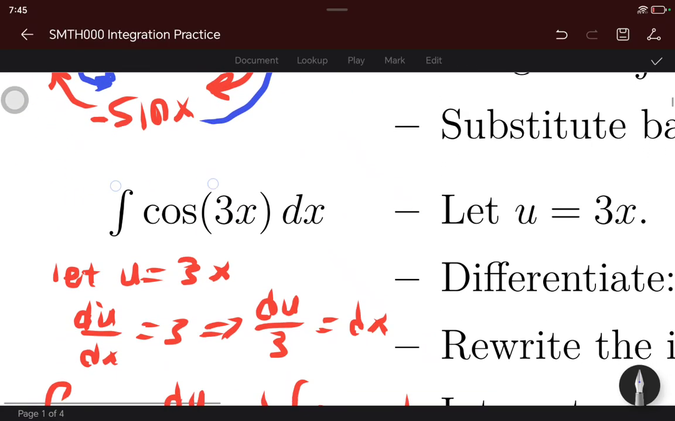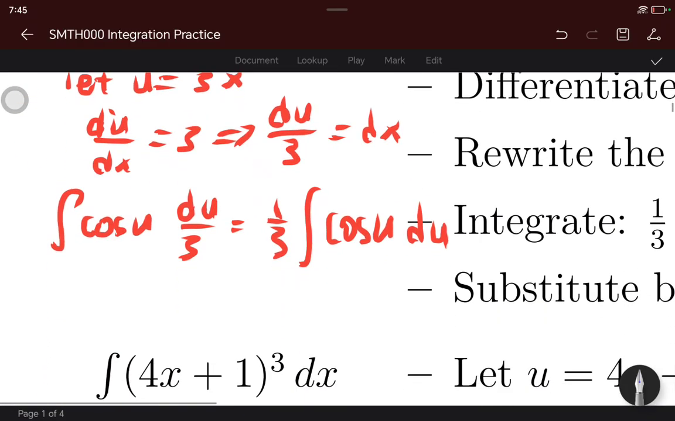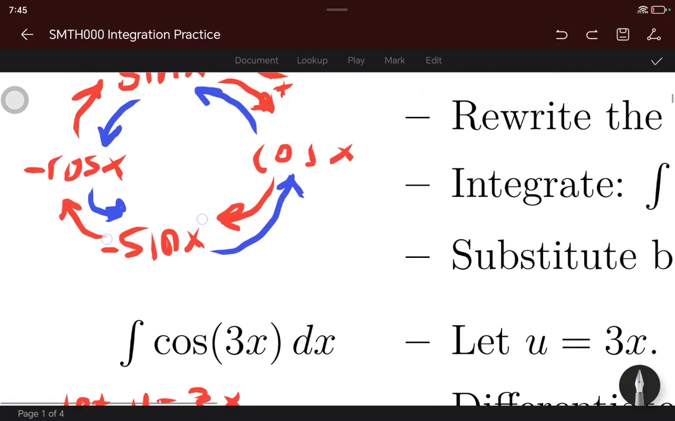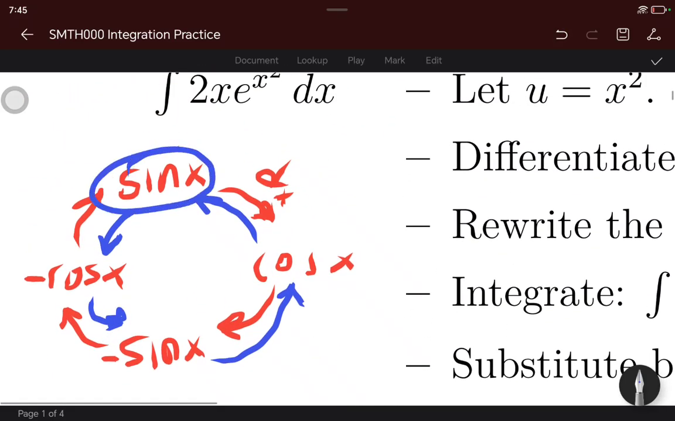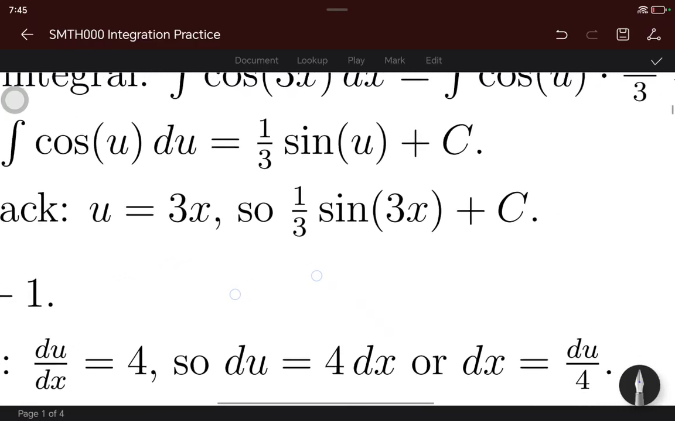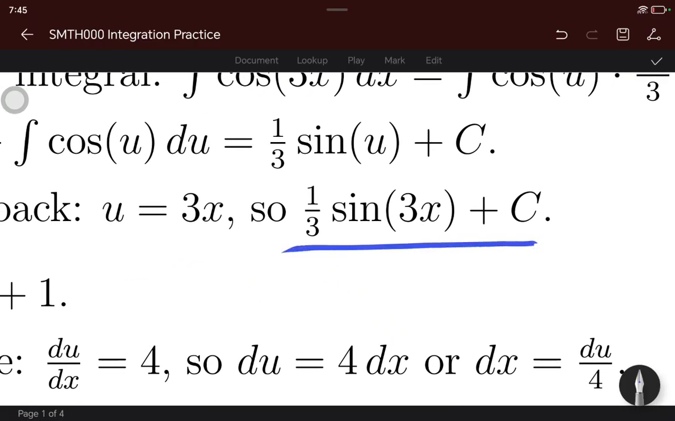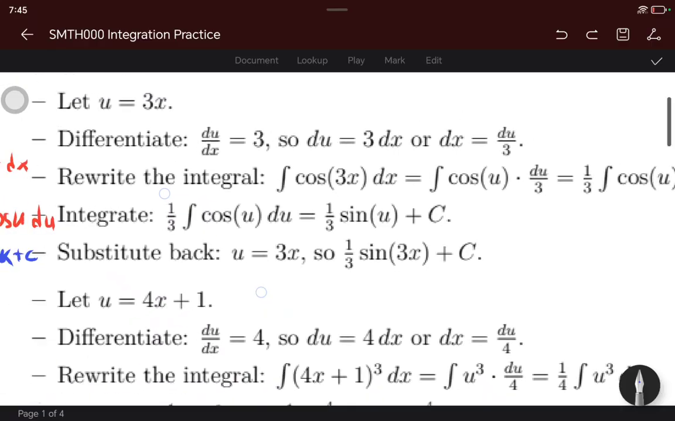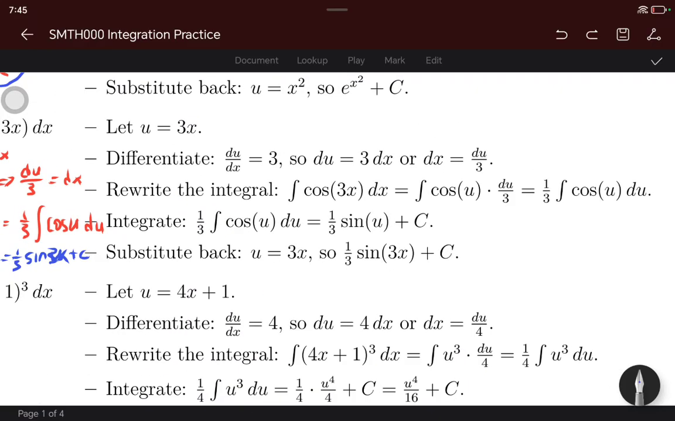So now we know that when I integrate here, I'm integrating what? Cos u. When I integrate cos u, I must get sine. You see, right? So it means that here I'm going to get 1 over 3 sine u plus c. And what is our u? Our u is 3x. So I can just put 3x there, and this is the solution. 1 over 3 sine 3x plus c.